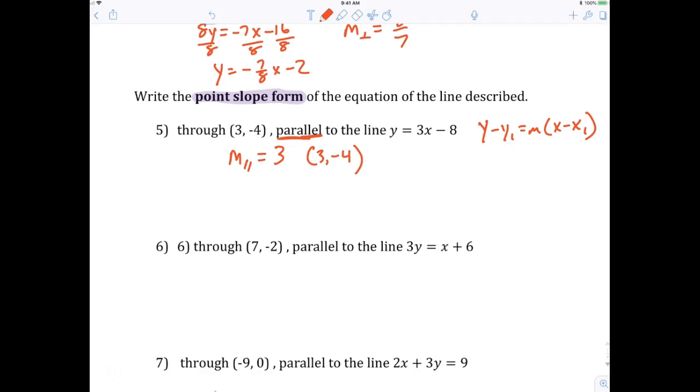So the equation of the line. Colin, what is it? It is y plus 4 equals 3 times x minus 3. I'm really proud of you, Colin. That's exactly correct. Perfect. Do I have to do anything else? No, because it says point slope form.